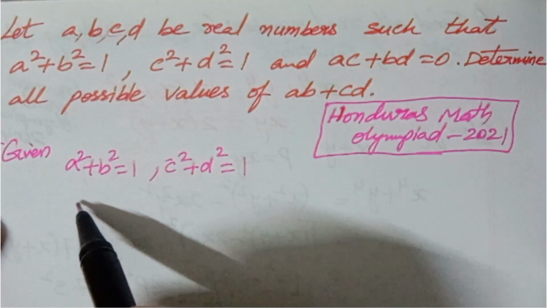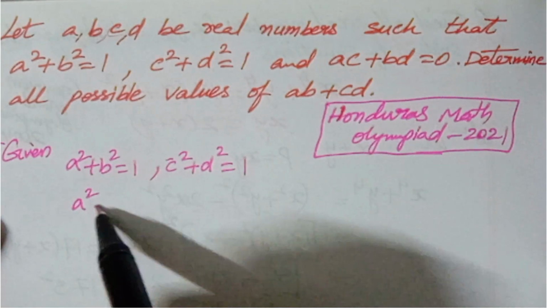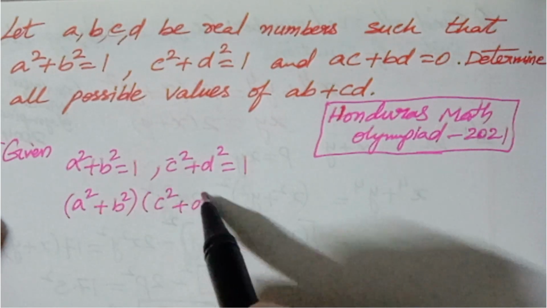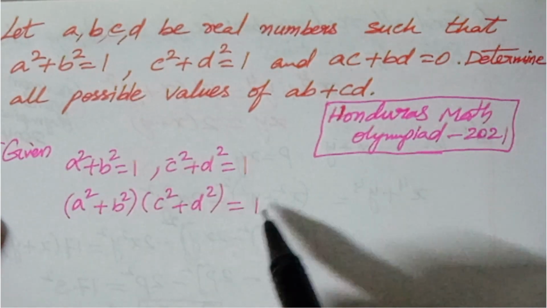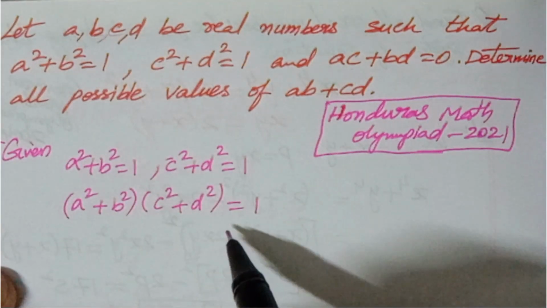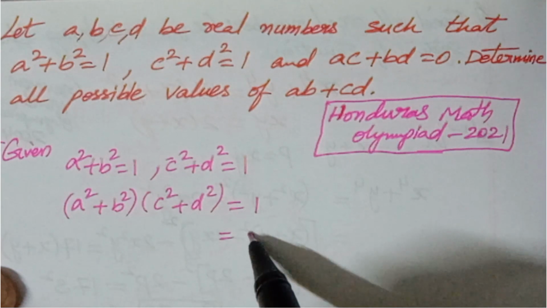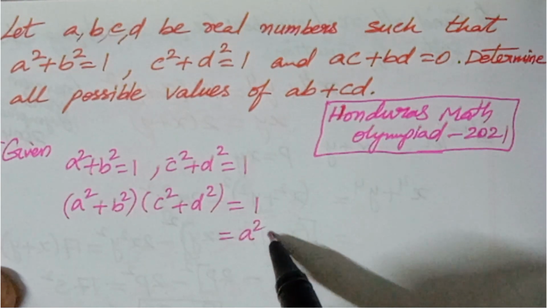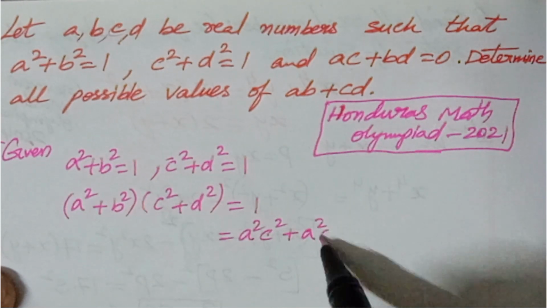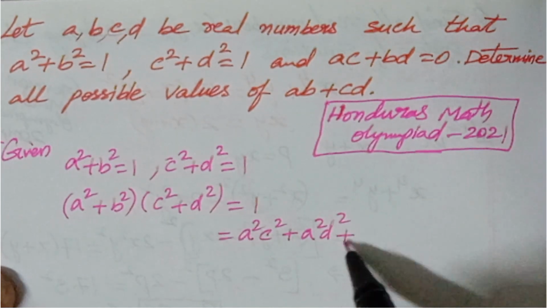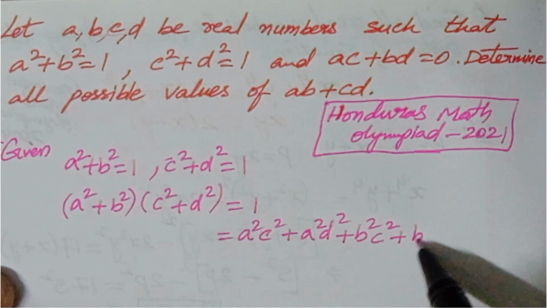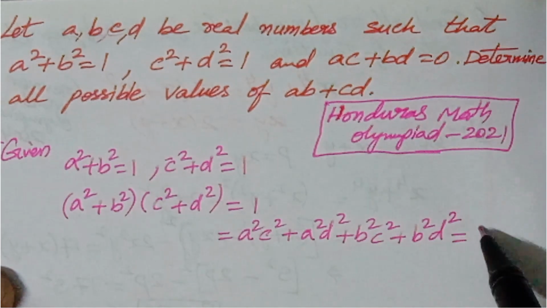So first of all, you'll multiply these two. A square plus B square into C square plus D square. If you multiply it, you'll get a product of 1 only. Now, what will you get here? A square C square plus A square D square plus B square C square plus B square D square, and this value is 1.